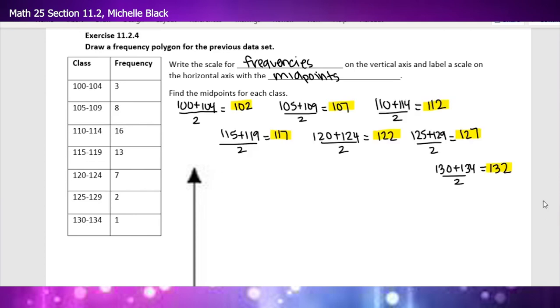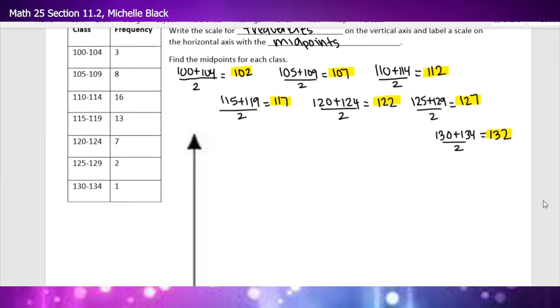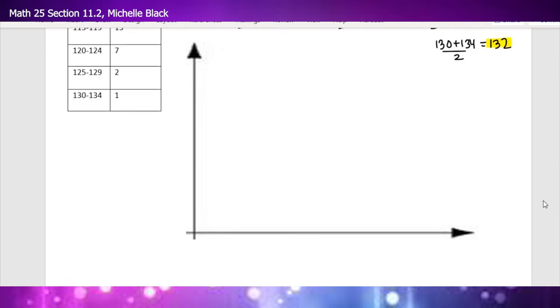And these are the midpoints you should have gotten. So 102, 107, 112, 117, 122, 127, and 132. Let's go down to our graph. In the vertical direction, we said we would list the frequencies, which again go from 0 to 16. So I'm going to go by 2.